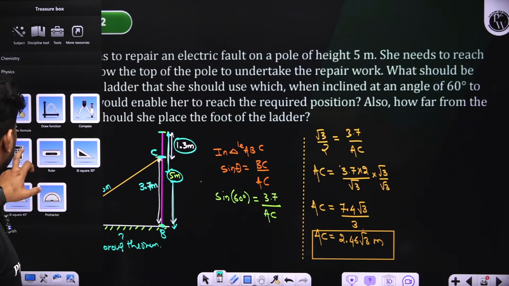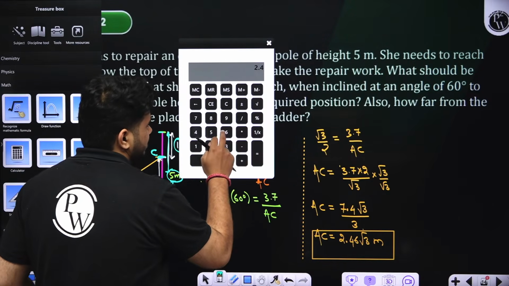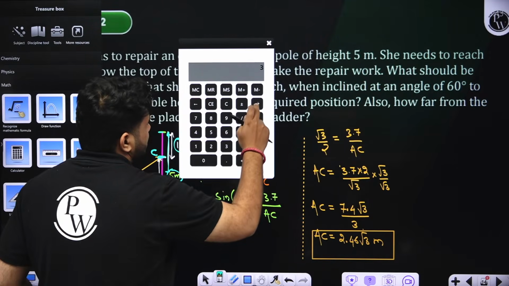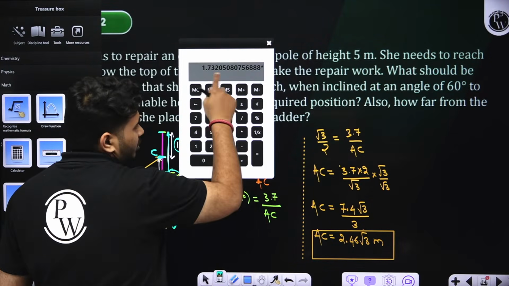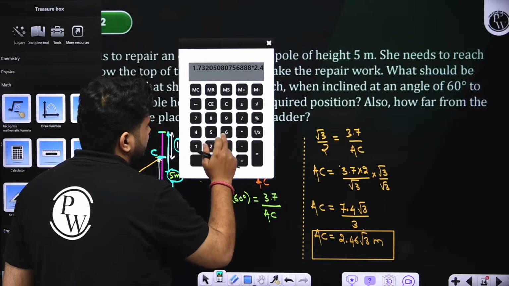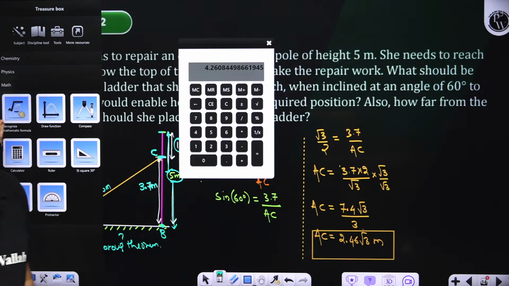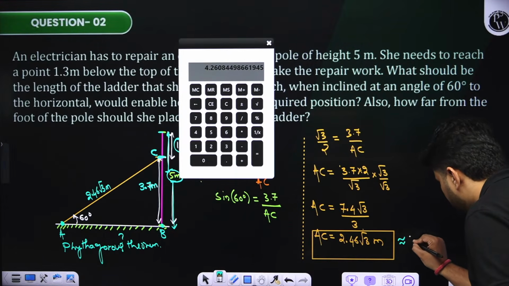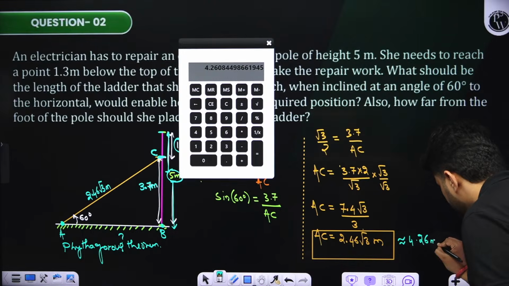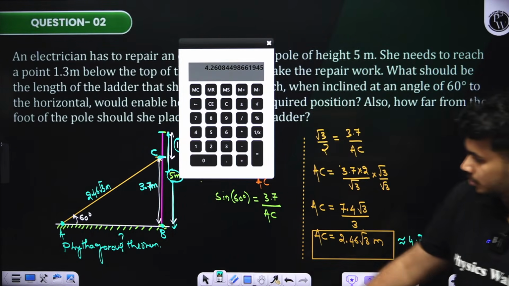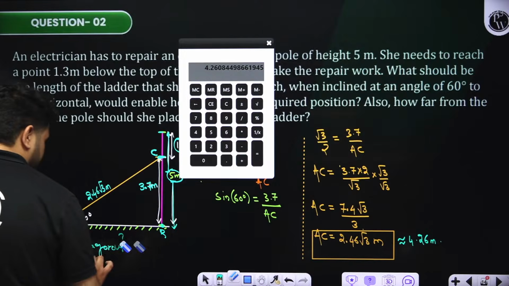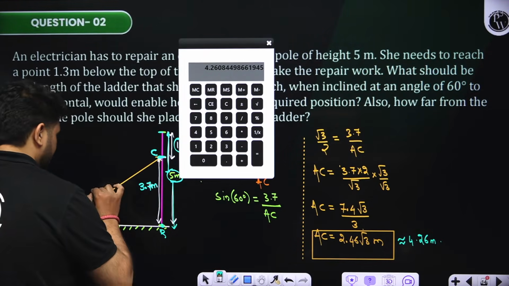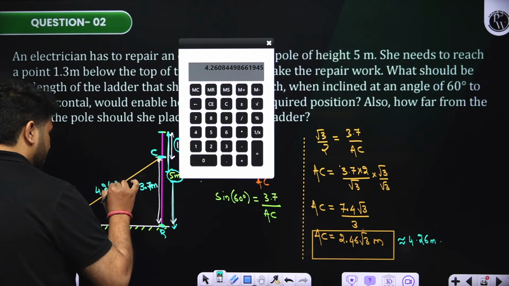Where is the calculator? Here we have. 2.46 multiplied by square root of 3 we have. Square root of 3 is 1.73 multiplied by 2.46, which is 4.26. This value approx is 4.26 meters. Clear? Understood? And here also, if you don't want to apply Pythagoras theorem, here you have got 4.26 meters already.